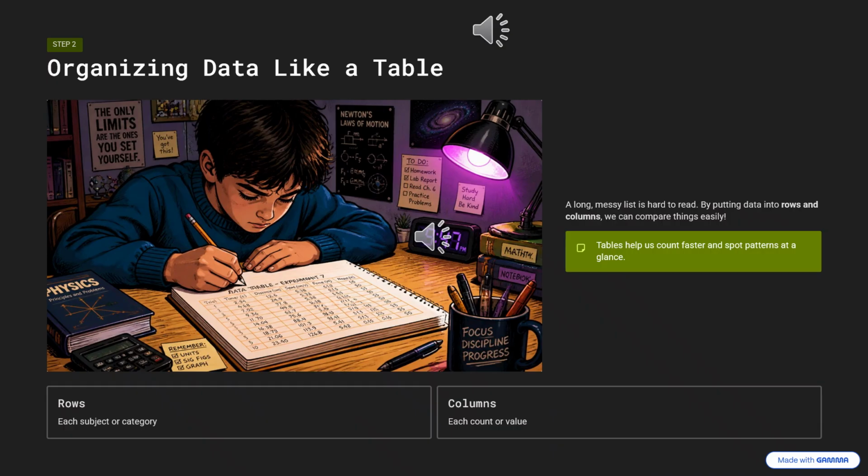Now imagine everyone speaks at the same time. Would it be easy to count? No. So we organize the data into a table. Tables arrange information into rows and columns. This makes it easy to count and compare.